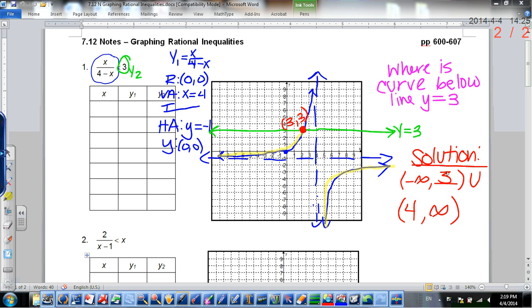Okay. Let's talk for a moment about why I chose to put a parentheses at 3 instead of a bracket. Why do you think I might have done that? Good. Look right here back at the beginning. Do you see how it said, when is my curve just less than 3? If that had said less than or equal to, then I would have made this a bracket. Does everyone see that? If it's just less than, you have a parentheses at your intersection point. If it's less than or equal to or greater than or equal to, you're going to have a bracket. Okay? So here's my solution. That's all the x values that make this inequality true. Okay? All right. Let's try number 2.